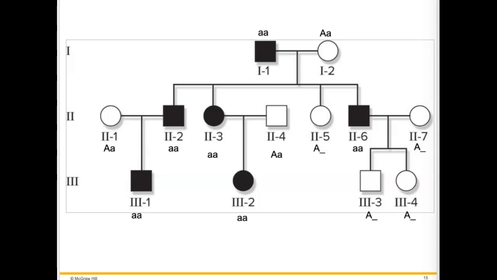When looking at the child 2-5, since the child is not presenting the disease, they must have gotten the dominant allele from mom, and therefore they must be a heterozygote carrier because dad could only give a small a. This would be true as well for the unaffected offspring in generation 3. Because the father exhibits the disease, the offspring must have one recessive allele from dad. Since they do not express the disease, they must have one dominant allele from mom.